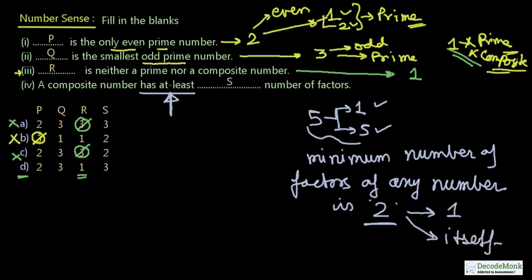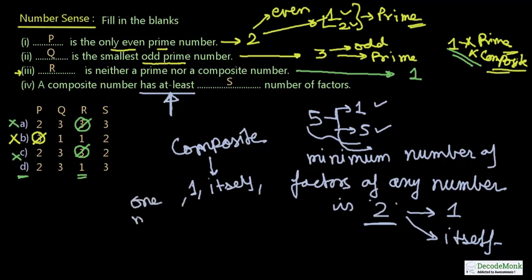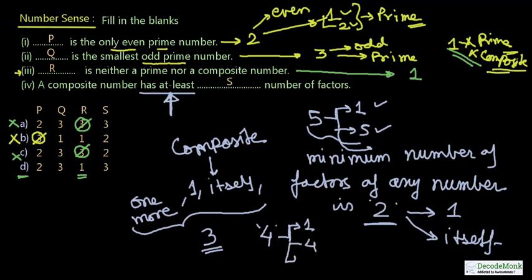If it has got only 1 and itself, then it's a prime number. But if it has to be composite, then it has 1 and itself as factors and at least one more. So the total number of factors for a composite number should be at least 3, and there is only one such number, which is 4. It has 1, 4 and 2 as factors. You cannot find any other factor of 4.